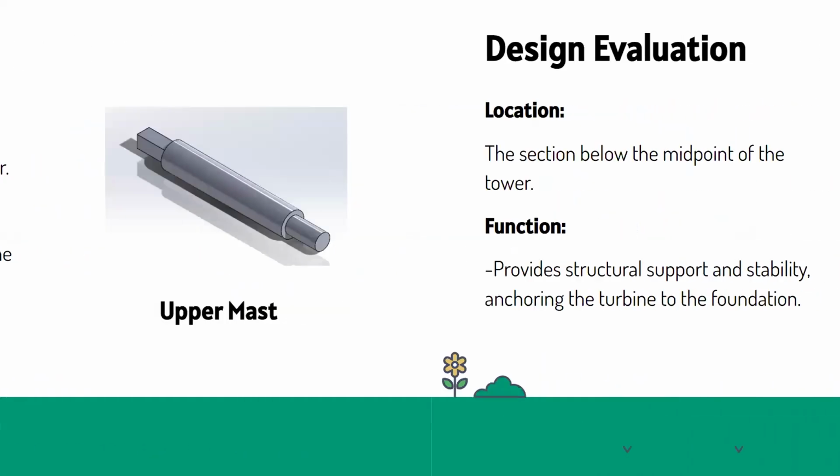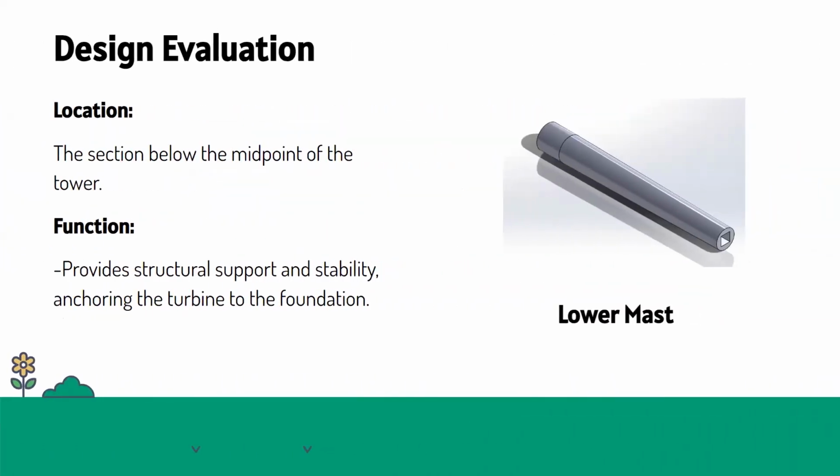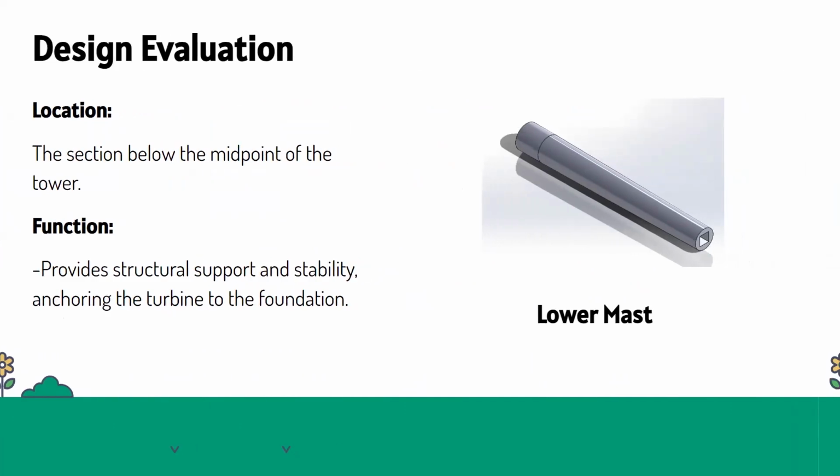So next one is the lower mast. We can adjust it, as I said before, to make it suitable for desired locations. That section is below the midpoint of the tower, and its function is to provide structural support and stability, and also helps to anchor the turbine to the foundations.